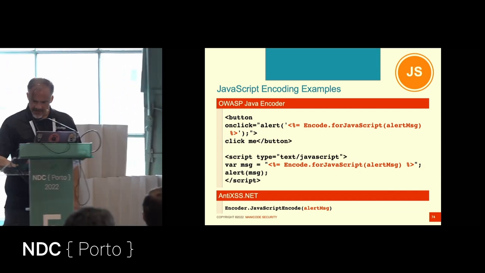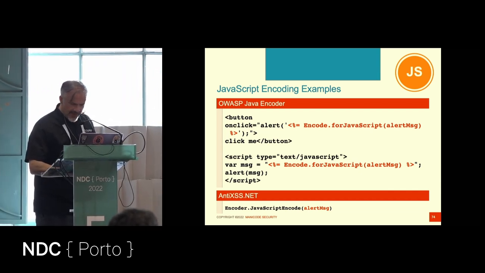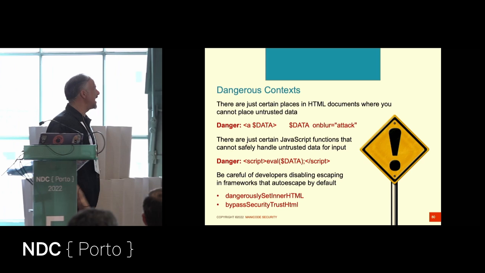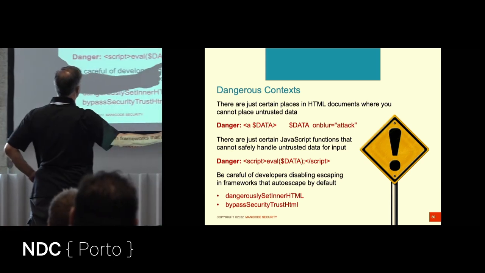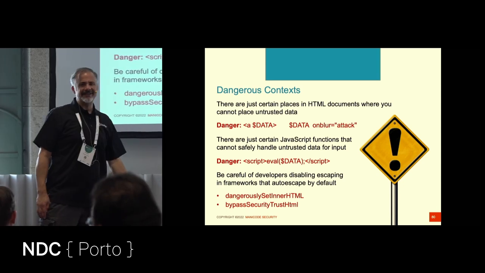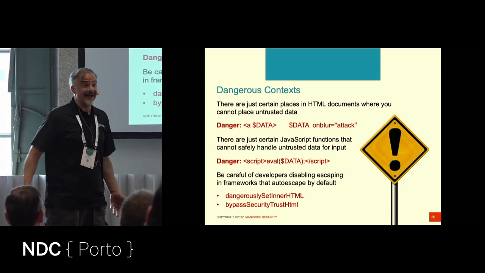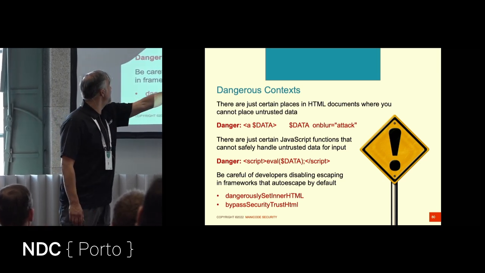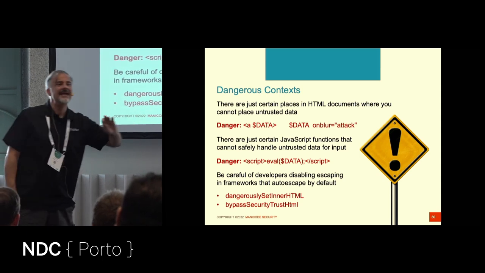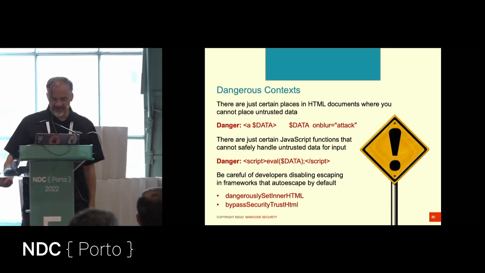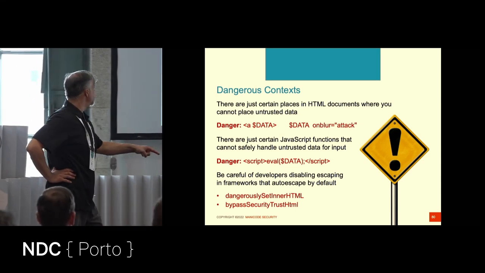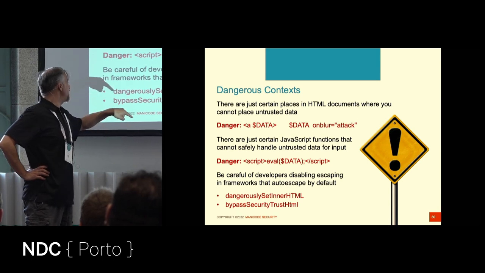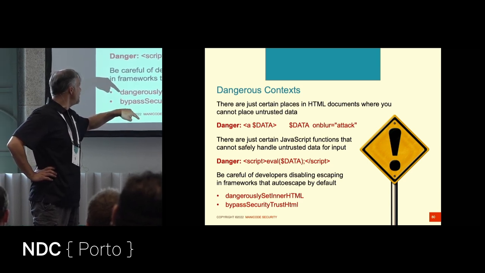Now, let me jump ahead here a bit. A few final thoughts on basic encoding is that there are just certain places in a web page you can't safely add data. Like you can't put data in an eval function. You're basically telling the user, please let me know and I'll execute any JavaScript you want. Not good. Or I can't put data in a tag block. It needs to be in a quoted attribute to provide safety. Also, be careful of Angular bypass security functions. They turn off the security of Angular. Look out for dangerouslySetInnerHTML in React.